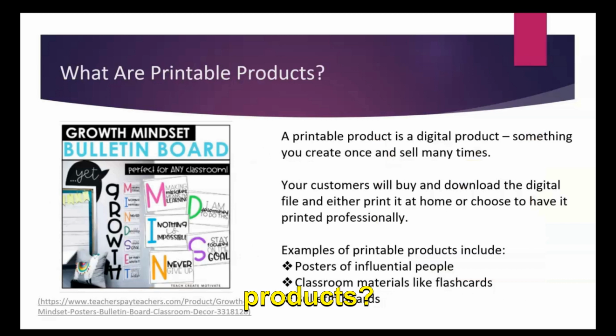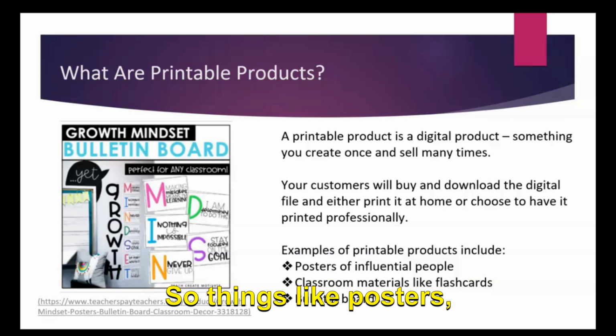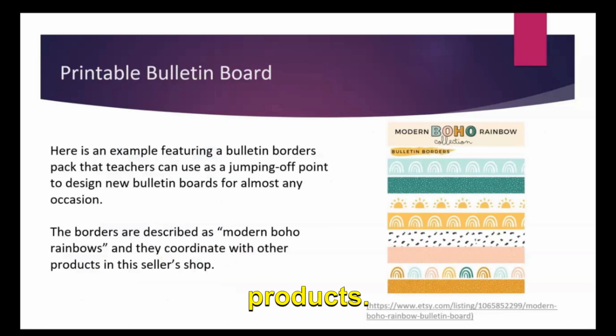So what are printable products? A printable product is essentially a digital product. So it's something you create once, you invest your time one time, and then you can sell it over and over and over with little to no additional effort. Your customers basically buy and download digital files. They can print or use them at home, or they can choose to have them printed somewhere professionally. So things like posters, classroom materials such as flashcards, and bulletin boards are all examples of EDU type printable products.